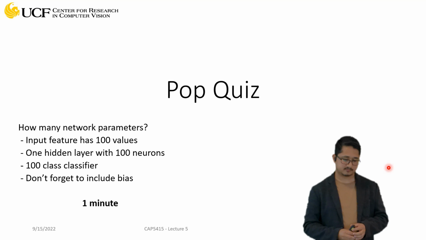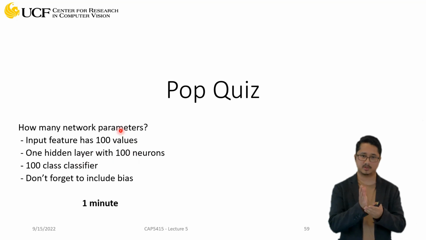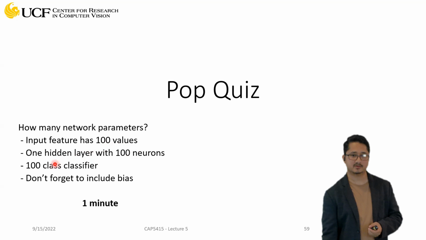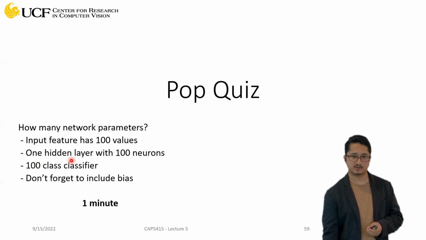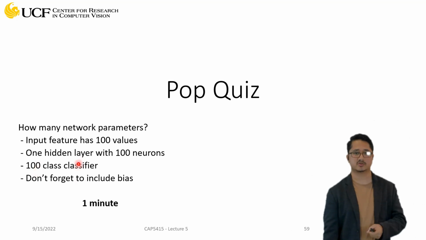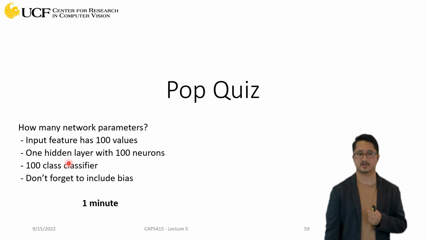So the question is, let's say you are going to design a neural network where your input data has 100 different values. This is the dimensionality of your input. In this network, you have a hidden layer with 100 neurons, which is also the first layer. Then you have a 1,000-way classifier, which means you have 1,000 classes in your data set. So basically you have two layers. The first layer has 100 neurons. Then you have another layer, the output layer, which has 1,000 neurons because you have to make 1,000 predictions. The question is, how many network parameters will be present in such a network? And don't forget, you have to include the bias as well. For each neuron, you will have a bias.